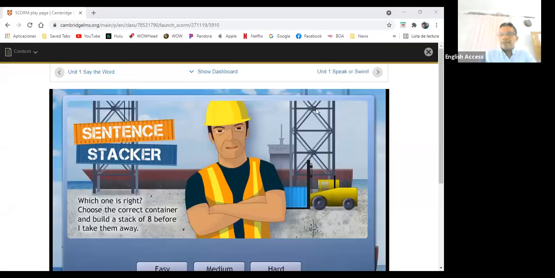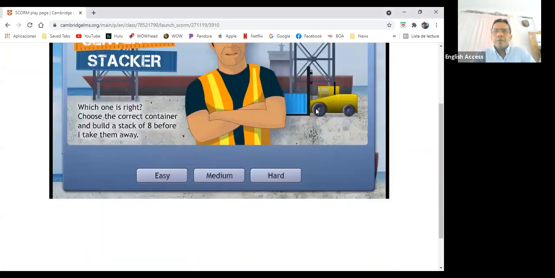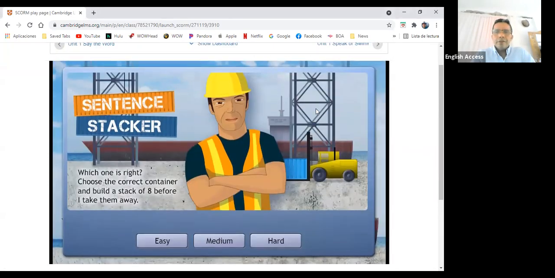We start the class. This is from the topic we saw yesterday: the present continuous and the simple present. Okay, so just reminding the date today.